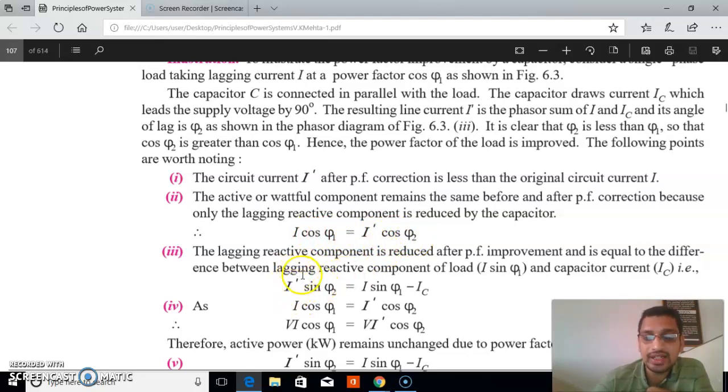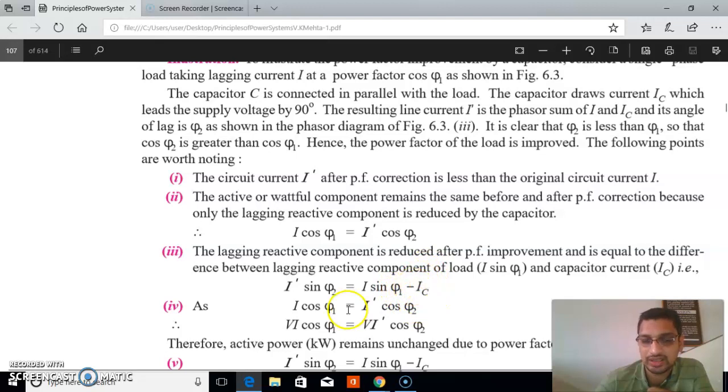Then the reactive component. I dash sin phi 2 is the reactive component of the circuit after the power factor correction. I sin phi 1 is the reactive component before the power factor correction. In this case, the reactive components of the two circuits are not the same. So we can write I dash sin phi 2 equal to I sin phi 1 minus IC, the capacitor current.